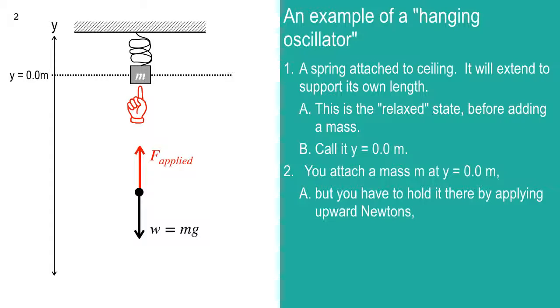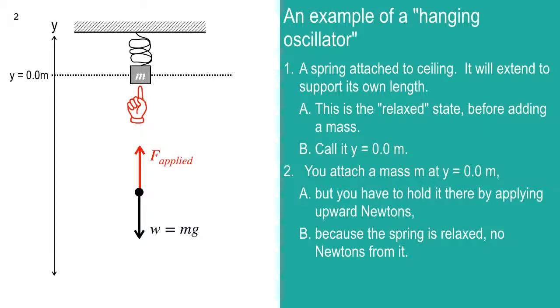Now, you have to hold it up there with a few newtons. And the reason for that is the spring isn't doing anything. The spring is relaxed. You've attached it there, and as soon as it dips below y equals 0, then the spring's pulling upward. But right now, it's not pulling upward. It's attached, and you're pushing upward.